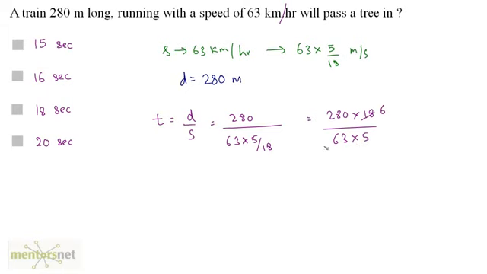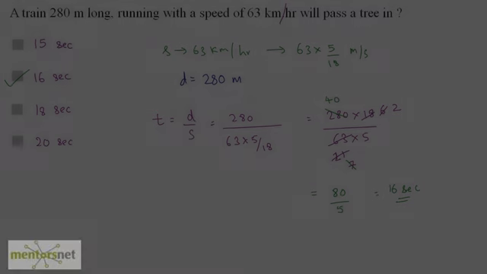3 times 6 is 18 and 3 times 21 is 63. Again 3 2s are 6, 3 7s are 21. Now 7 times 4 is 28, so 7 times 40 is 280. So you have 40 times 2 is 80 by 5, and that's equal to 16 seconds. So the answer is option B, 16 seconds.